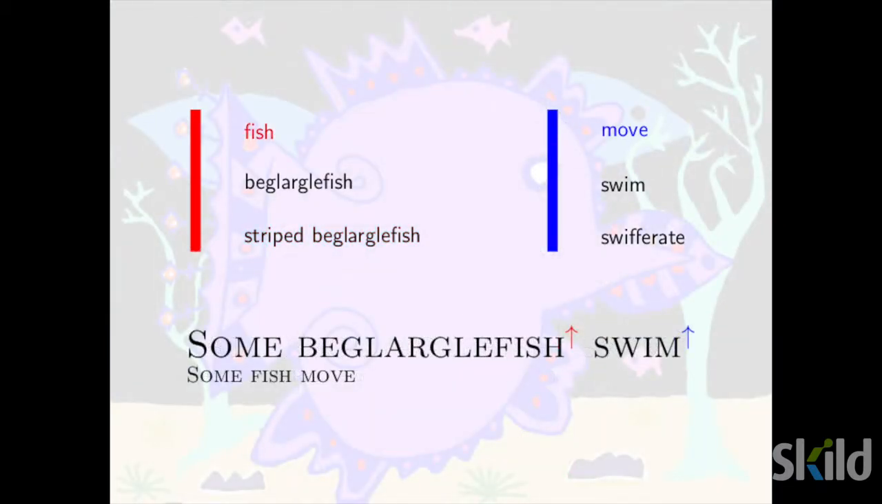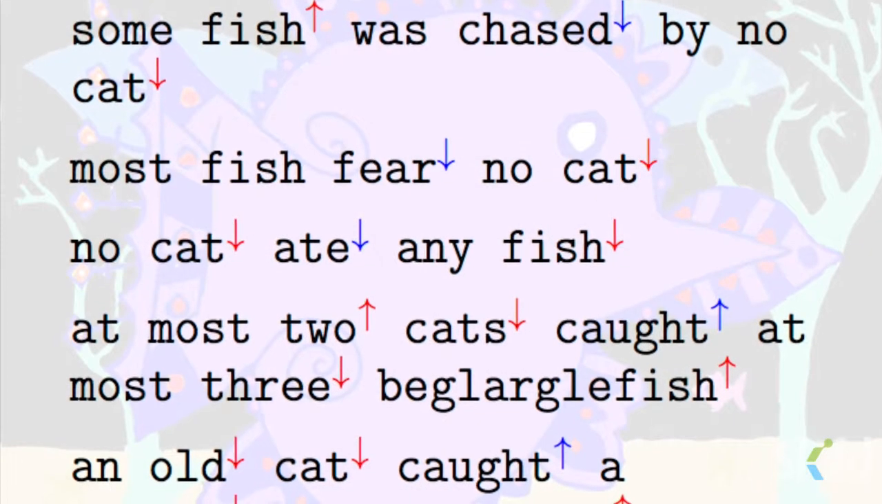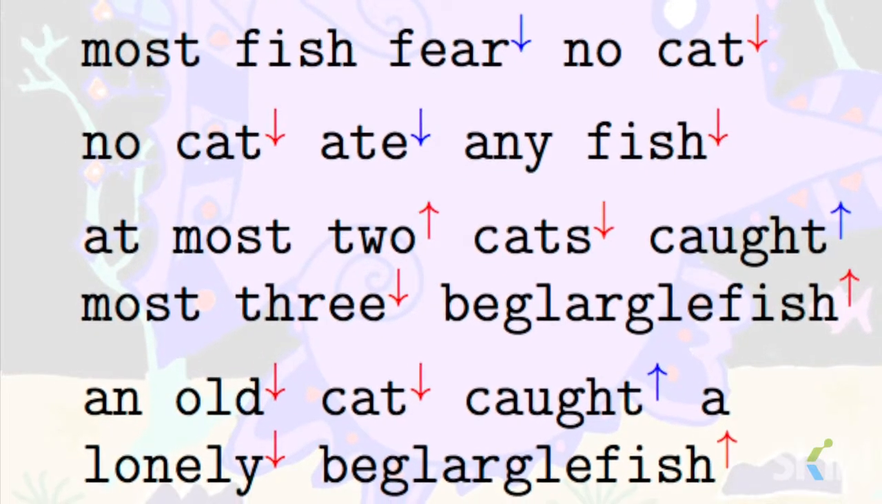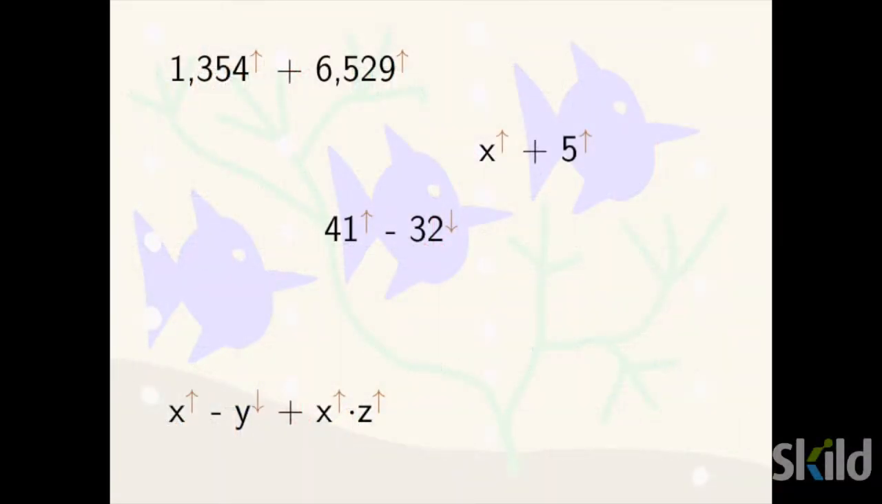When we change the word all to some, the pattern changes. And when we use the word no, the inference is different yet again. It's down both times. And when we start to look at other sentences and other words, we see the same kind of patterns all over the place. The same happens with numbers.